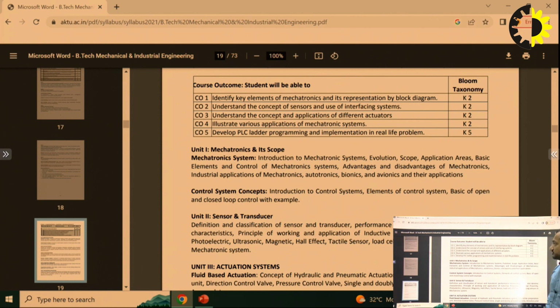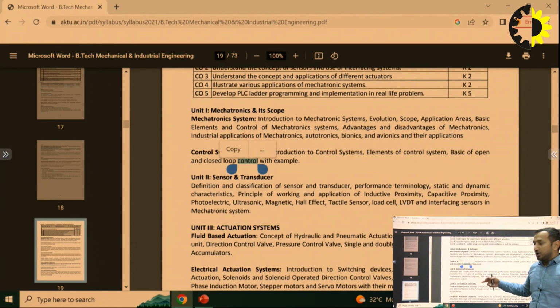So in this subject we have studied unit 1. Important topics from unit 1 were the evolution, what is a mechatronic system, what is the definition of a mechatronic system, and we studied the control system concepts. Control system means how do we control a machine and what kind of operations we want the machines to perform. So we studied that in this topic.